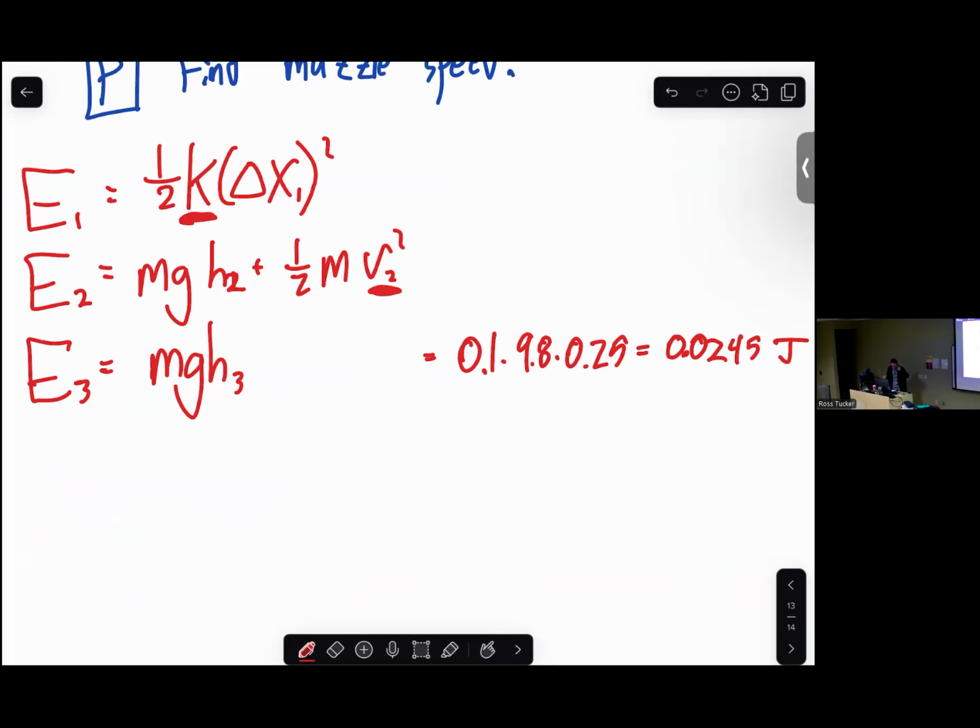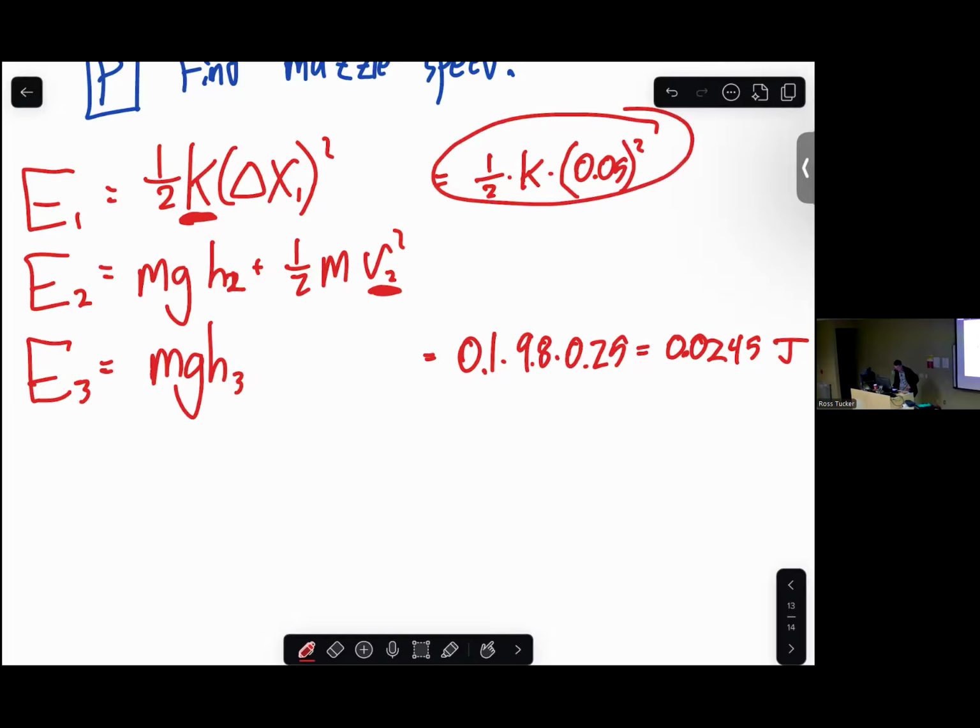Okay. I can use this to solve either E1 or E2 directly. I was asked for spring constant first, so I'm going to do that. I can plug into the equation 1/2 times unknown times what is the compression, the meaning of delta x1? Okay, so if this is the initial energy and I don't know K, but I do know it's equal to that final energy, I can plug in and solve for K as 19.6.